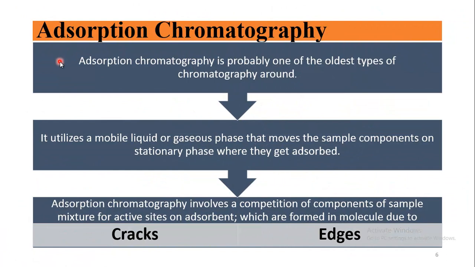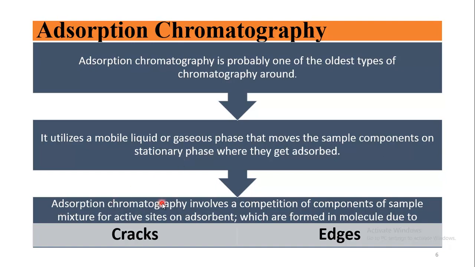Now, as TLC is based on adsorption chromatography, we will discuss what adsorption is. Adsorption chromatography is probably one of the oldest types of chromatography that are used. It utilizes a mobile liquid or gas phase that moves the sample components over the stationary phase, where they get adsorbed. The stationary phase is mostly solid here, so that is why it is called adsorption on the solid surface.